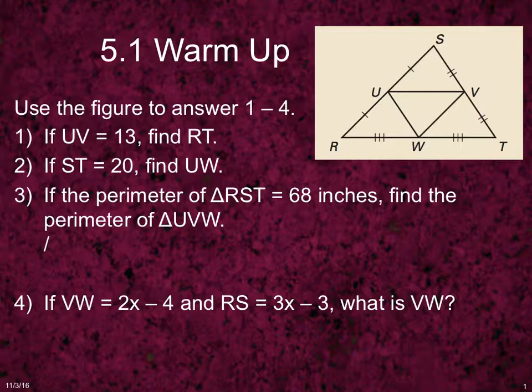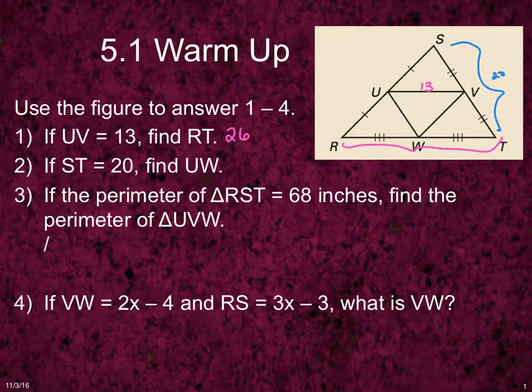The first one says if UV is 13, so if this is 13, find RT, which is what? 26. We're going to double it, right? So if you got the mid-segment, you're going to double it to get the side. If you got the side, you're going to cut it in half to get the mid-segment. So then the next one, ST, which is this whole side, is 20. UV would be what? Or UW, sorry, would be 10.